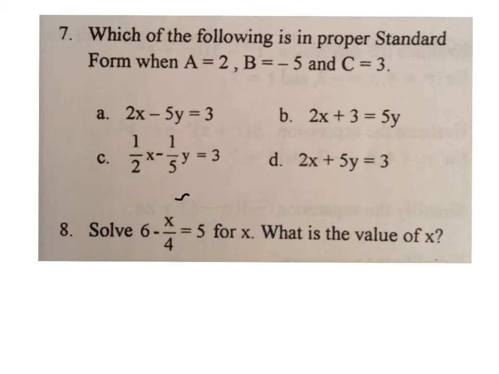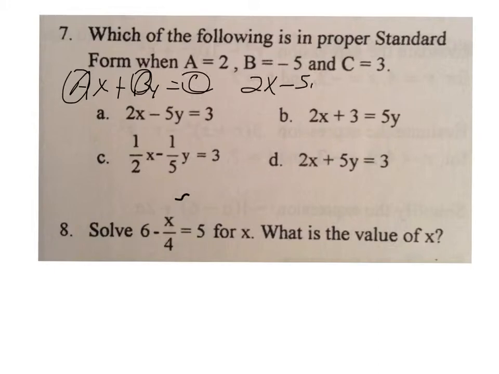Which of the following is in proper standard form when A equals 2, B equals negative 5, and C equals 3? Now, hopefully y'all remember that the standard form is Ax plus By equals C. Now, when you have this, the only thing you're doing is replacing the A, the B, and the C. So you're going to have 2x, B is negative 5, so negative 5y equals 3. And the one that looks like that is A.